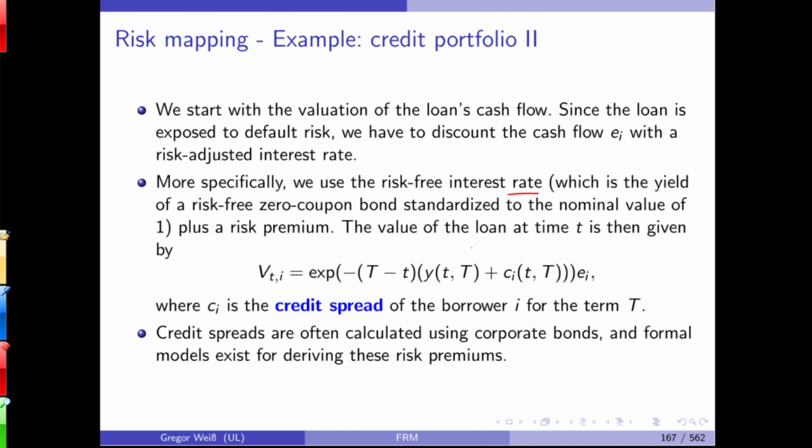So the value of the loan at time t is given by the following. Also, for simplicity, we assume we only have one payment, E_i, the exposure. We have a 1,000 euro loan, and in 1 year, it's paid back. So you take the cash flow times the discount factor.